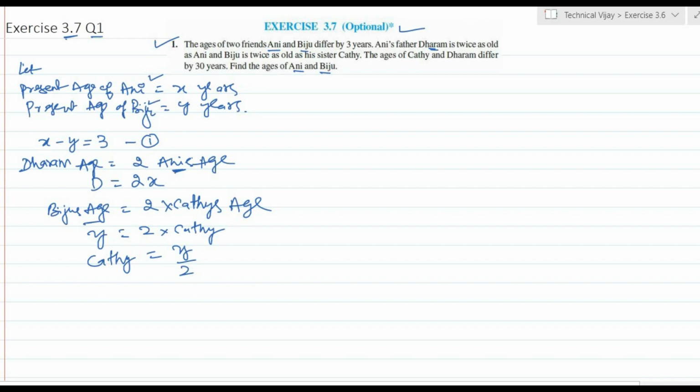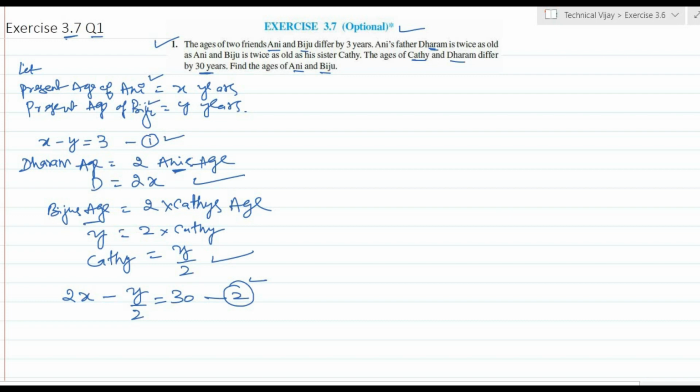Okay. So after that, the ages of Kathy and Dharam he has related here. The ages of Kathy and Dharam differ by 30 years. So here Dharam's age 2x minus Kathy's age y by 2 is equal to 30. This also he has given. Here also we can write y by 2 minus 2x, because he has not told whose age is more. Okay, so let us assume 2x minus y by 2 is equal to 30. So we will call this equation number 2. Here this is equation 1, this is equation 2.